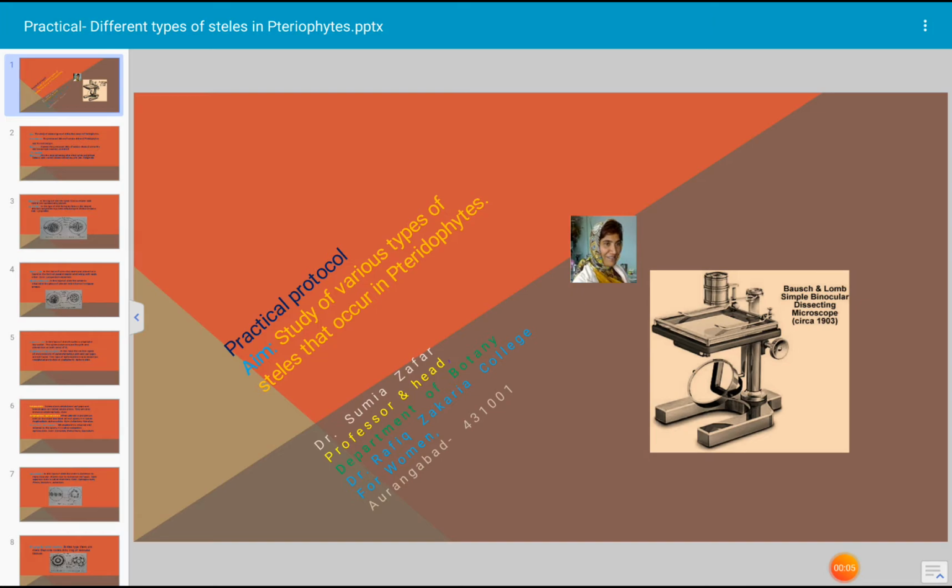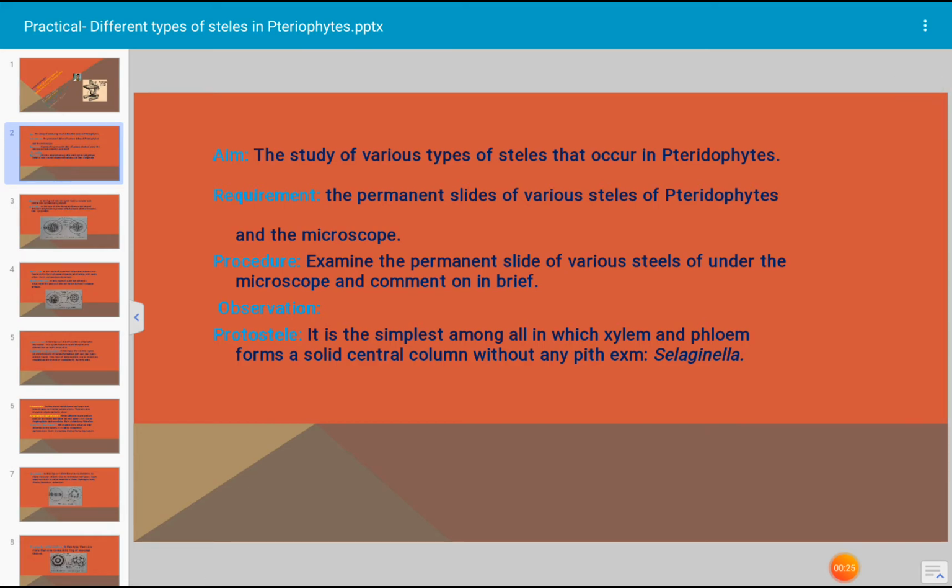Today's topic for discussion is a practical protocol of pteridophytes, and today's practical is the study and observation of different types of steles that occur in pteridophytes. We just have to observe the permanent slides of different types of pteridophytes. Today's practical is only for observation of permanent slides of various types of steles that occur in the plants of pteridophytes. The aim of the practical is the study of various types of steles that occur in pteridophytes.